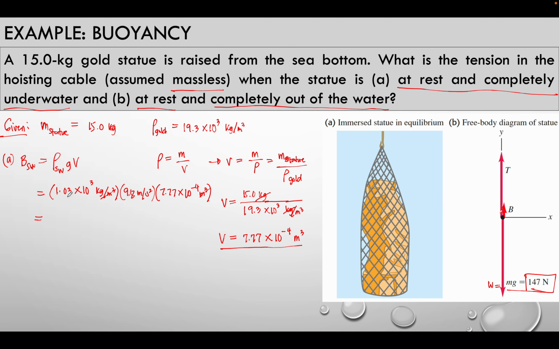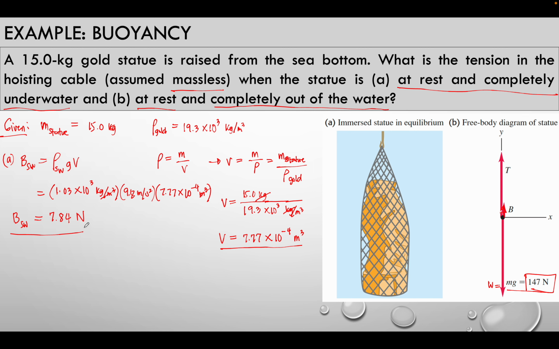So 1.03 times 10 to the power of positive 3 times 9.8 times 7.77 times 10 to the power of negative 4 is equal to 7.84. So this is the buoyant force in seawater, 7.84 newtons. Okay, that is not the final answer yet. Again, we are solving for the tension.